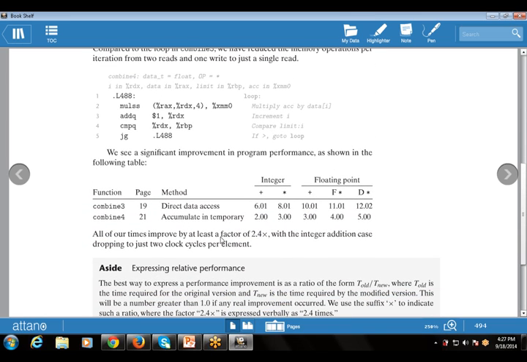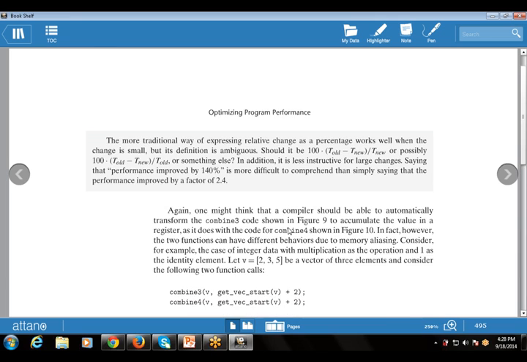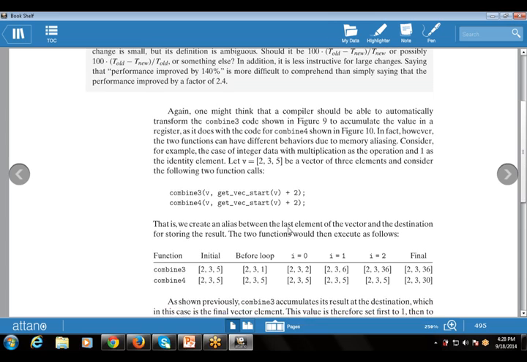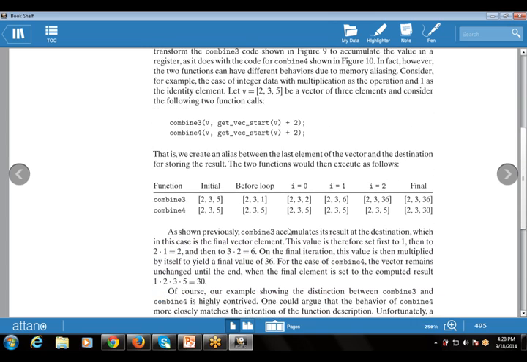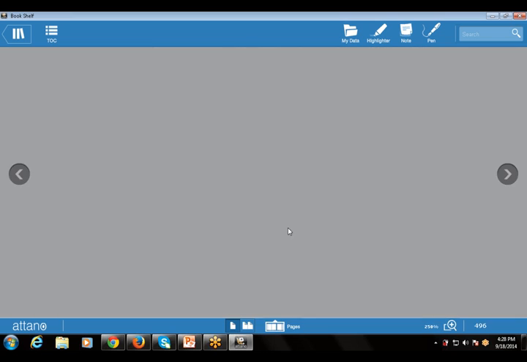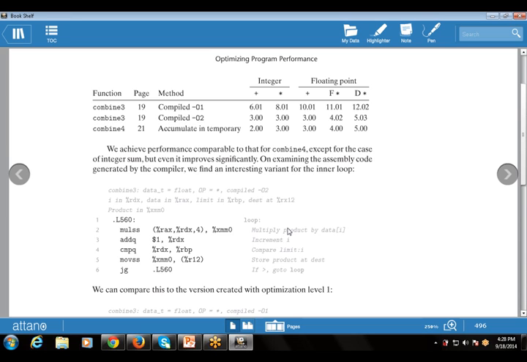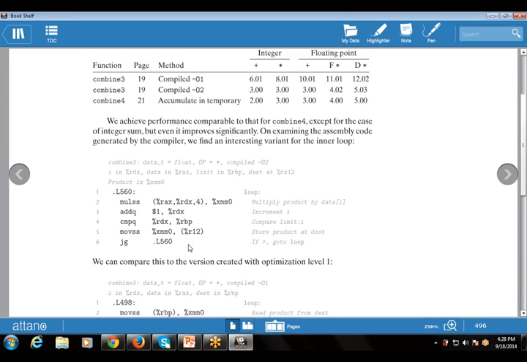Then we have discussed with the help of a table, combine1, page number, method, integer type, plus, minus. In the same way, floating point. So we have taken two data types, one is integer, one is floating point. Then this is the diagram, this is the example that is written in assembly language.